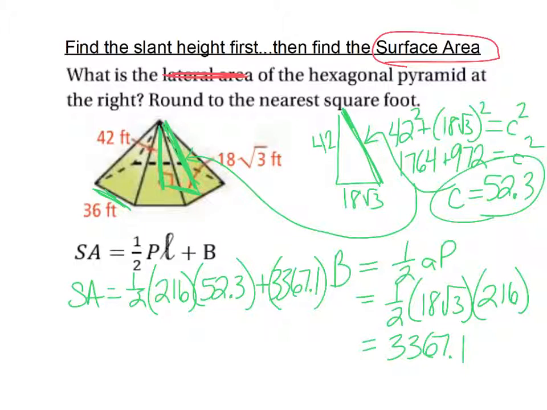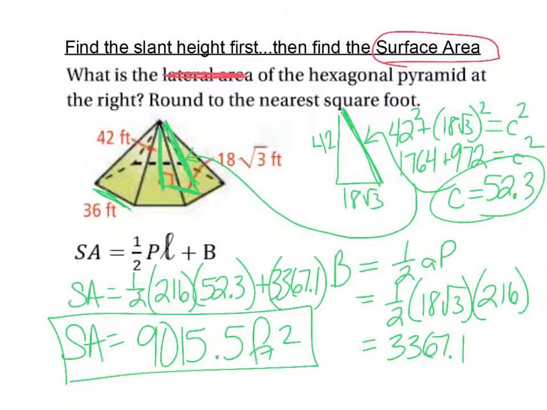Notice that that's being added, so that's a little bit different. So I'm going to type this in my calculator left to right. I'm going to go 0.5 times 216 times 52.3 plus 3,367.1. And my total surface area then for this figure is 9,015.5 feet squared.